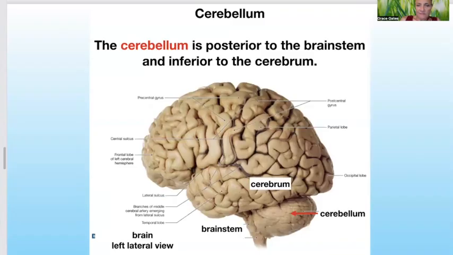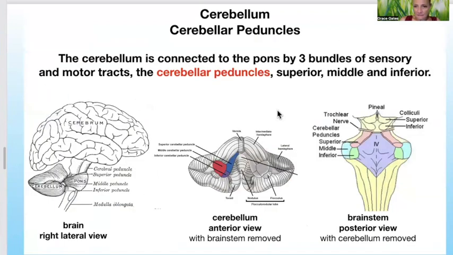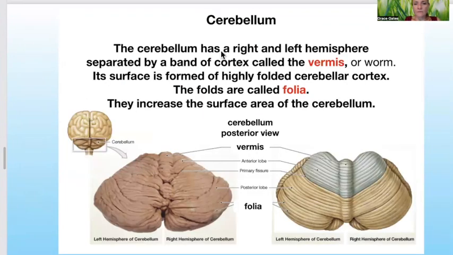Okay, now the cerebellum. The cerebellum is posterior to the brainstem and inferior to the cerebrum. It's connected to the pons by the cerebral peduncles, superior, middle, and inferior, that I talked about when I talked about the pons. There are sensory and motor axons that are passing through the cerebellar peduncles. The cerebellum has a right and a left hemisphere that is separated by a band of cortex called the vermis, or worm. The vermis is on the posterior exterior of the cerebellum. It's not hidden inside or anything.